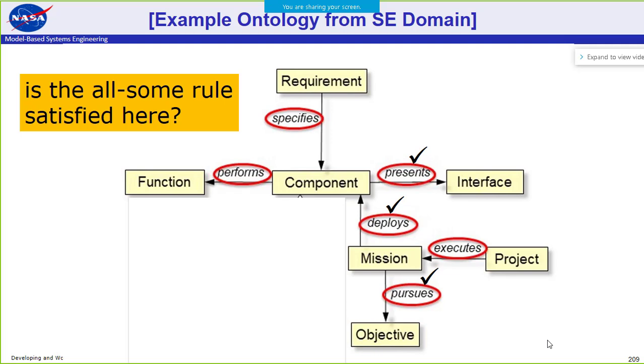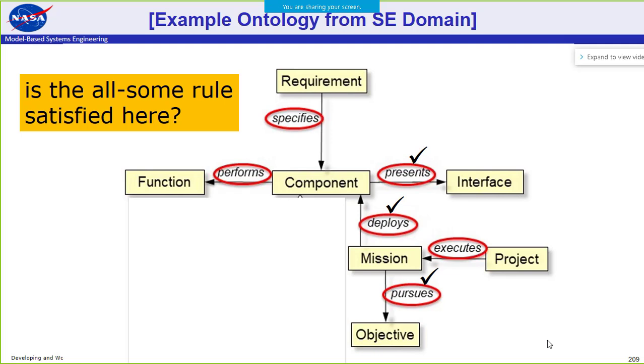Okay, so this satisfies the all-some rule for component presents interface. It satisfies the all-some rule for mission deploys component. Every mission, at this level anyway, is going to be deploying some equipment. That's what the whole thing is about. It's about missions like the Mars mission. And every mission pursues some objective. It would be a disappointing mission that didn't have an objective. So there we have 3 relations which satisfy the all-some rule.